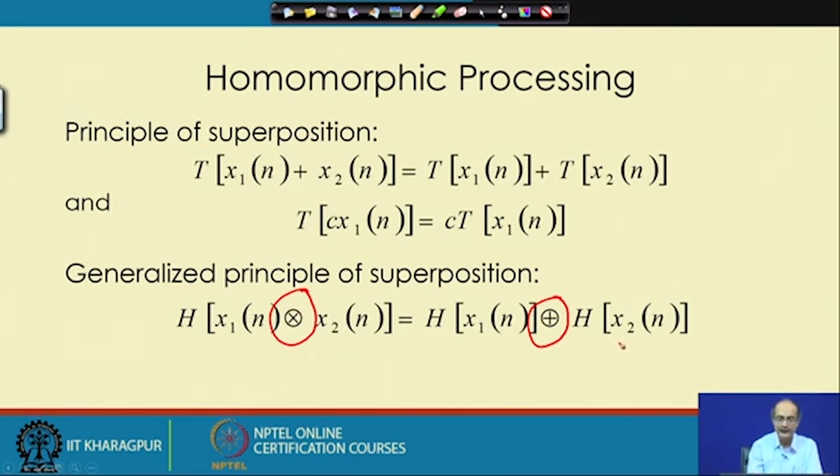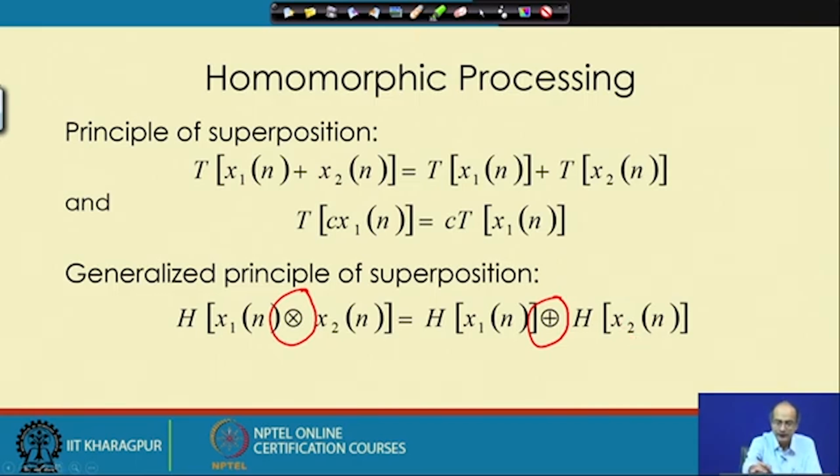If we apply the operator in the input space, the domain of definition of H, the same way as in the principle of superposition, we get another operator in the range space. With the help of that, we can add the two maps of x 1 and x 2 and we can get the same result.